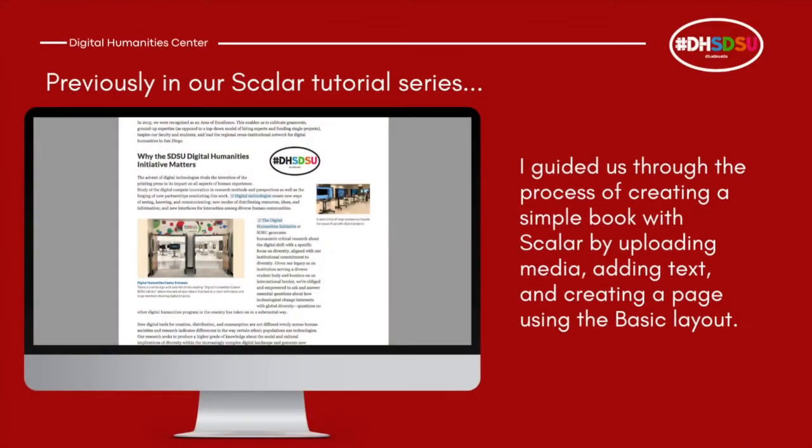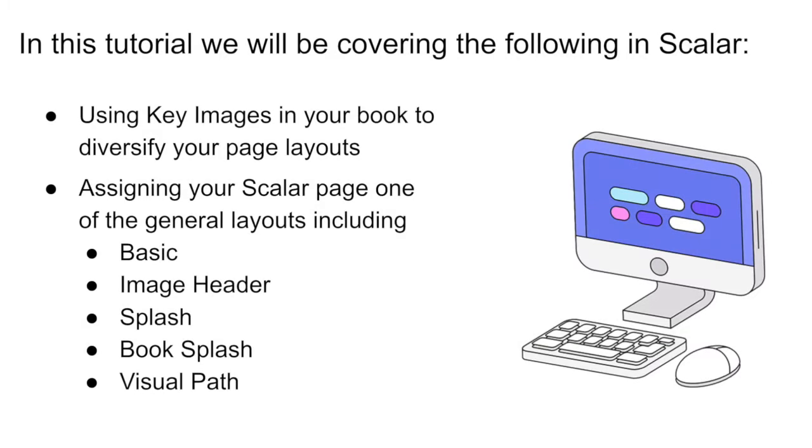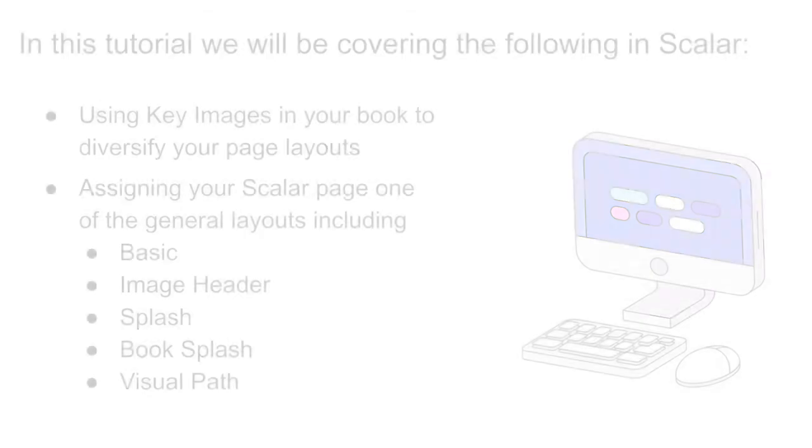Previously in our Scalar tutorial series, I guided us through the process of creating a simple book with Scalar by uploading media, adding text, and creating a page using the basic layout function. Like I mentioned, in this tutorial, I will be covering the following: using key images in your book to diversify your page layouts and assigning your Scalar page one of the general layout options, including basic, image header, splash, book splash, and finally, the visual path layout.